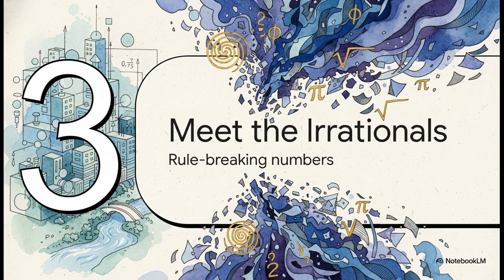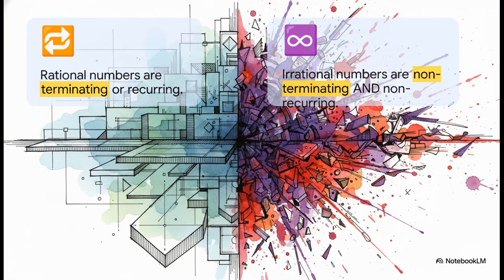Moving on to Section 3, Meet the Irrational Numbers. Time for the rule breakers. So the crucial point here is the stark contrast between these two worlds. For our rationals, we get those terminating or recurring decimals, but for the irrationals, they are non-terminating and non-recurring. They literally never stop, and they never ever settle into a repeating pattern. They're just a totally unpredictable sequence of digits stretching out into infinity. The square root of 2, the square root of 3, they absolutely cannot be written as a simple fraction, no matter how hard you try.